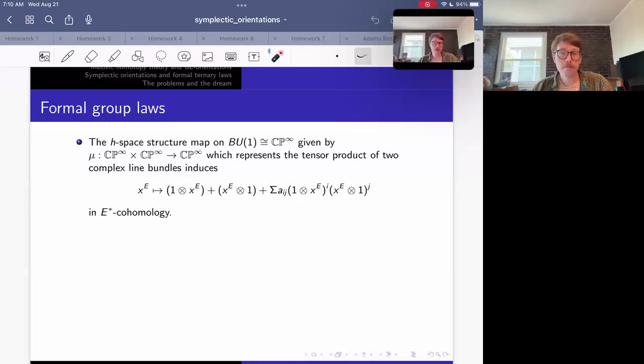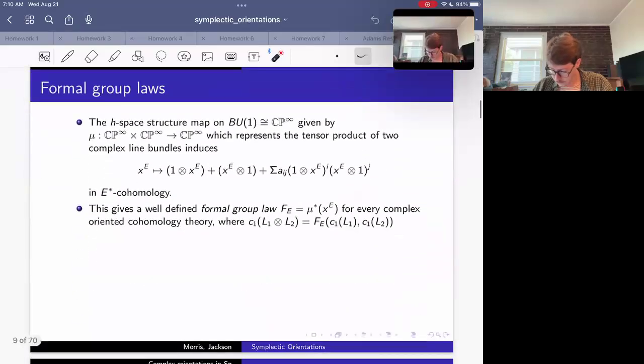But this is more than just a function. This gives a formal group law. This is a formal power series in two variables. So this was the 1 tensor x_E and x_E tensor 1 that I had earlier. And it satisfies some properties that I don't want to necessarily get into, but this is a well-studied thing. So we get a formal group law for every complex-oriented cohomology theory.